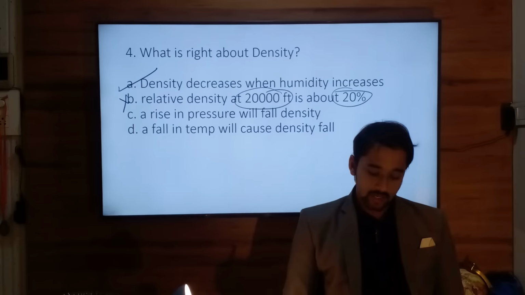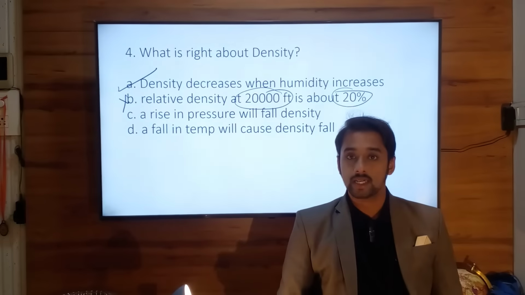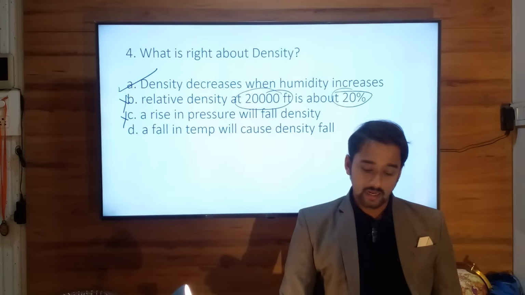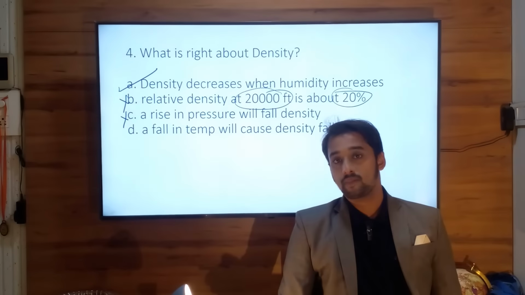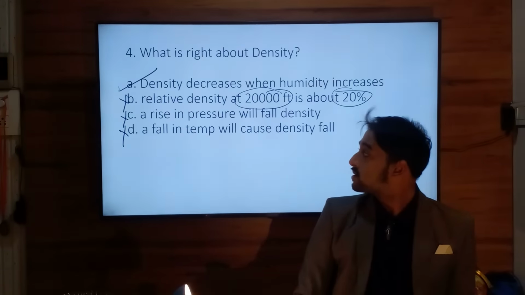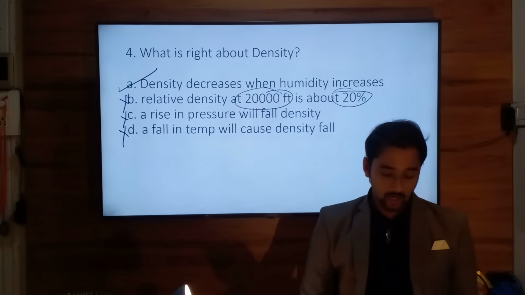So B is eliminated. A rise in pressure will fall density. That is wrong. It will increase density. Fall in temperature will decrease density. As temperature falls or it becomes cold, your density increases. So D is also wrong. Therefore, option A is the correct option.